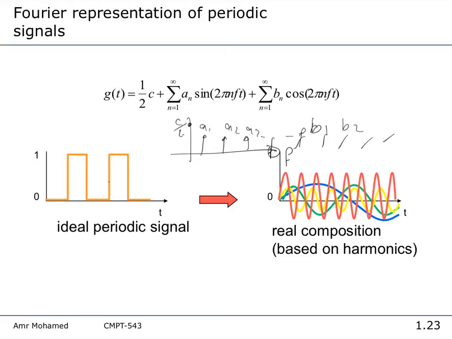Okay, so this is basically Fourier theory. So Fourier theory is that we can represent periodic signals in the frequency domain using discrete samples in the frequency domain. If it's an aperiodic signal, these samples will become continuous. They will not be discrete samples. There will be a continuous signal in the frequency domain. Okay.